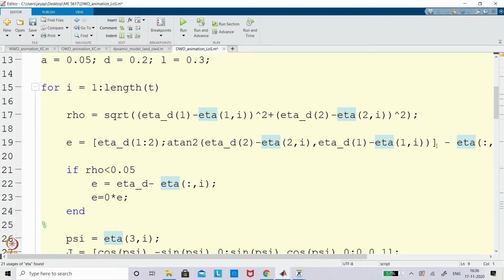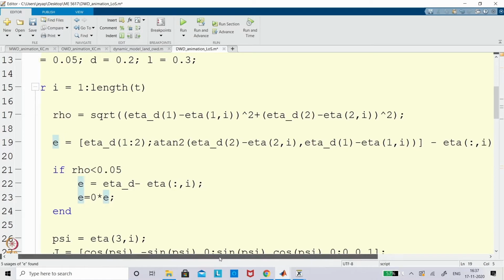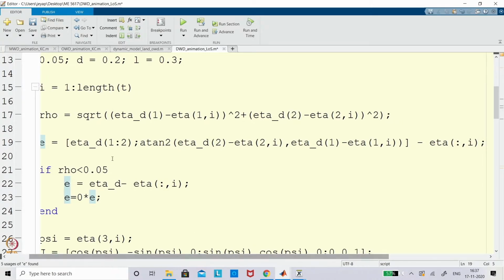So what we have done is two things. One is we have calculated the rho. The other one is we are calculating the error. The error is based on the line of sight. So first we will see the line of sight directly, where we will incorporate only E. So E is eta tilde, and the eta tilde would be calculated based on the line of sight.